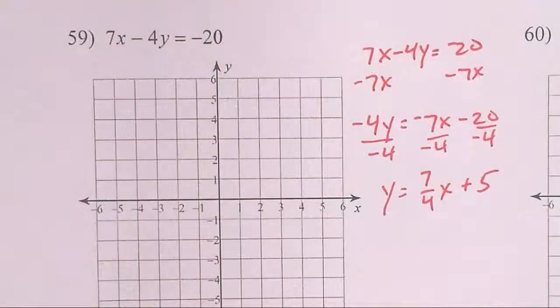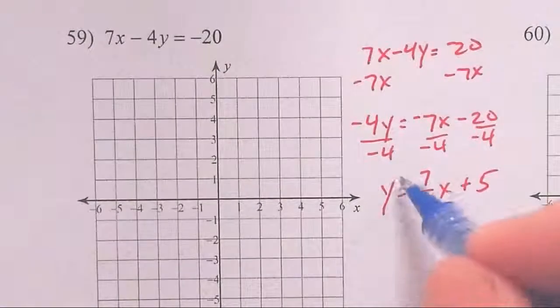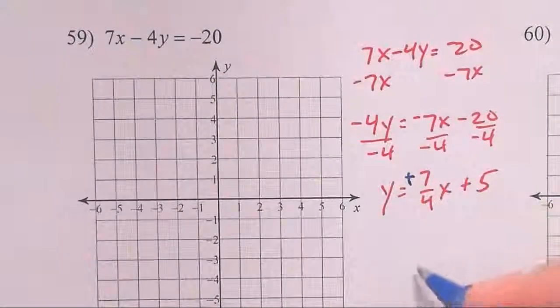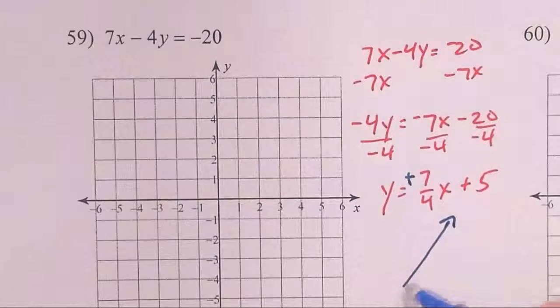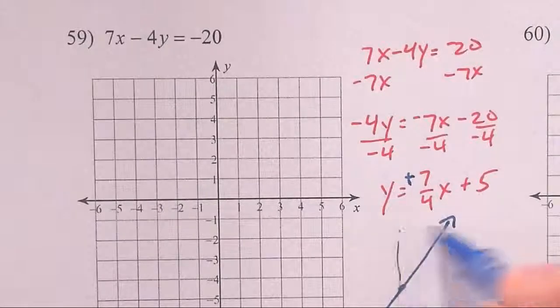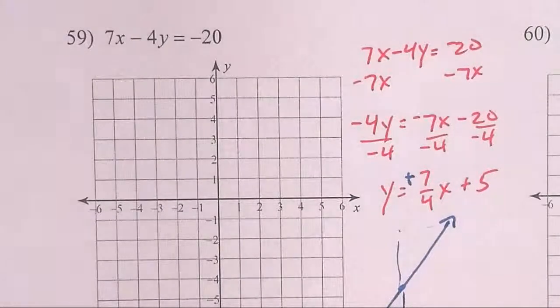And one of the important things that I want to really emphasize is since this is positive, my line is either going up and to the right or down and to the left. It's either up right or down left. I have a positive slope, so I start up at 5.